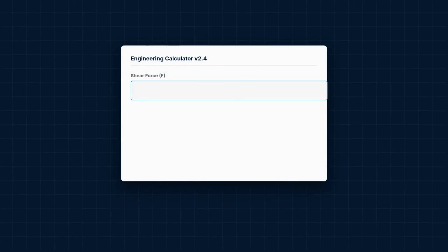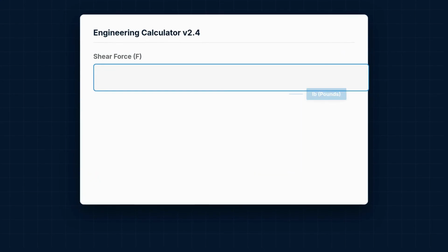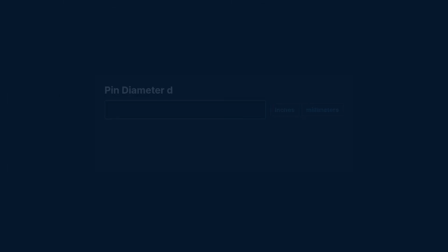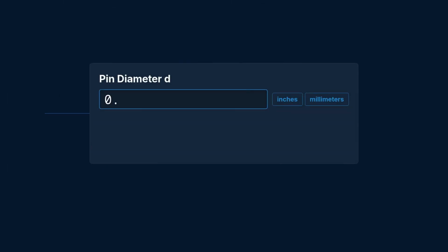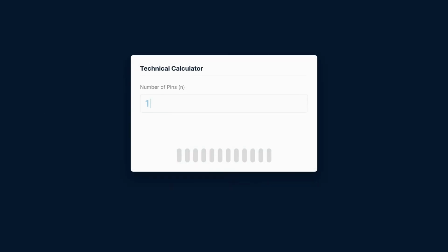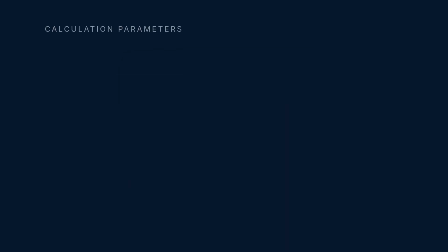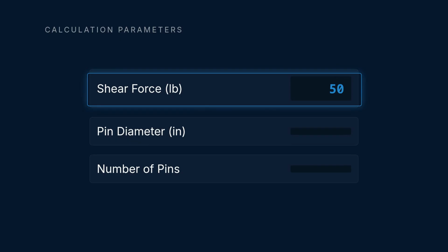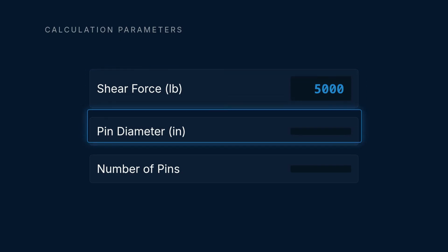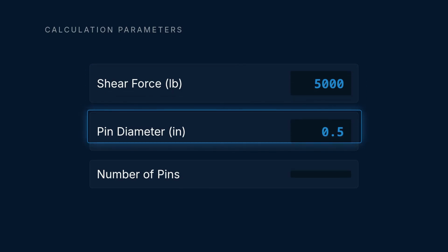Next is the shear force F field, where you enter the applied force in either pounds or newtons. Then there's the pin diameter D field for entering the pin diameter in inches or millimeters. Finally, we have the number of pins N field, where you specify how many pins share the load, with a minimum value of 1. For our example, let's input a shear force of 5,000 pounds, a pin diameter of 0.5 inches, and 4 pins sharing the load.